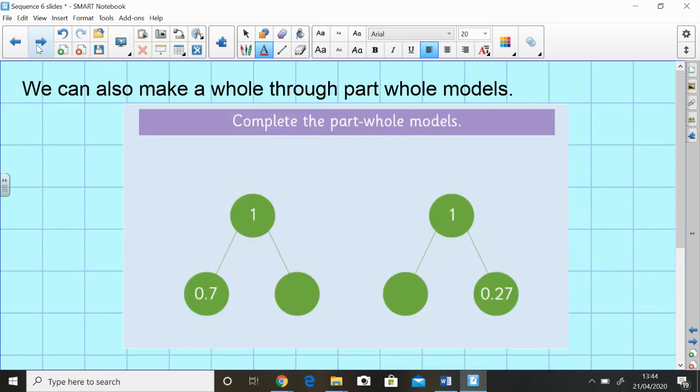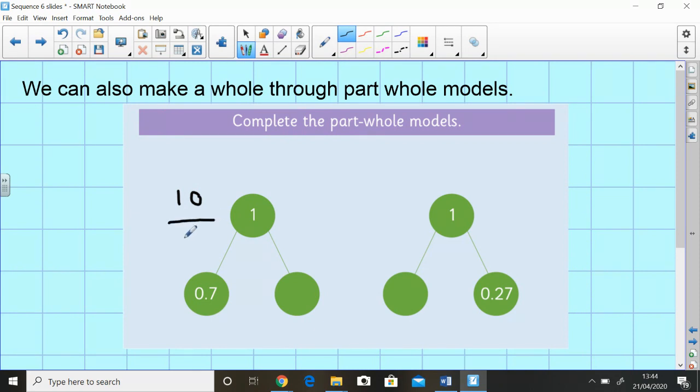Okay, you can also make a whole through part-whole models. And we've done part-whole models a little bit before, so you might be a little bit familiar with them, or you may not, so don't worry if you're not. So we're going to look at this one first. We have got 1 whole, and that is the same as 10 tenths as a fraction.